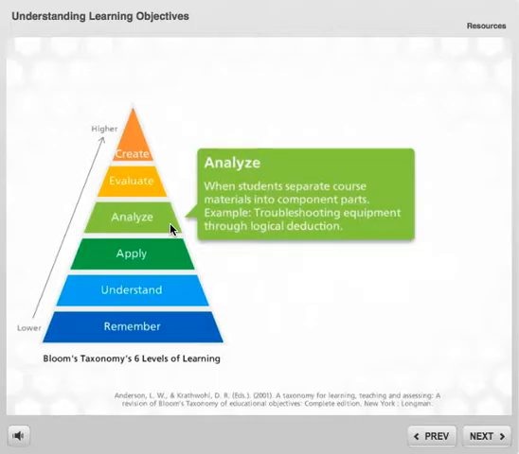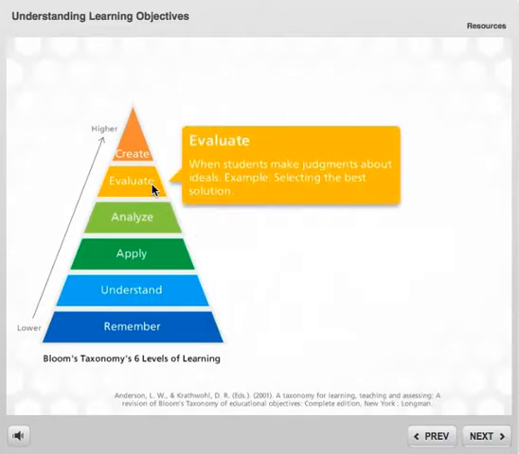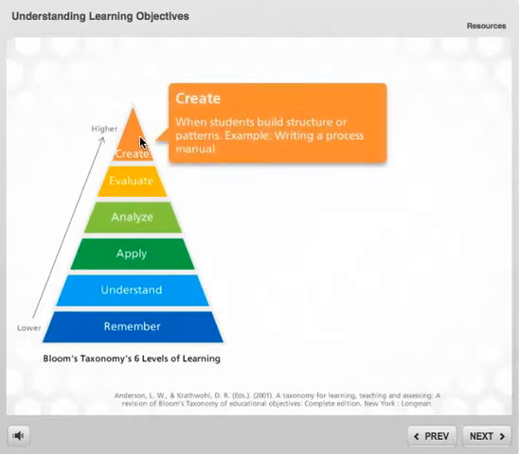Analyze. When students separate course materials into component parts. For example, troubleshooting equipment through logical deduction. Evaluate. When students make judgments about ideals. For example, selecting the best solution. Create. When students build structure or patterns. Example, writing a process manual.